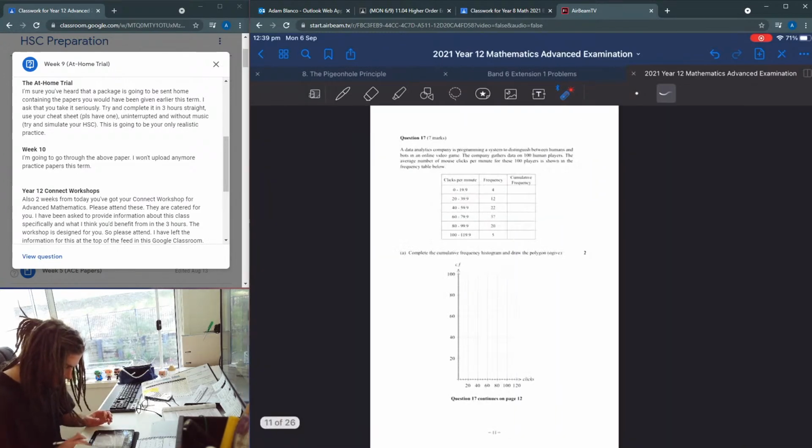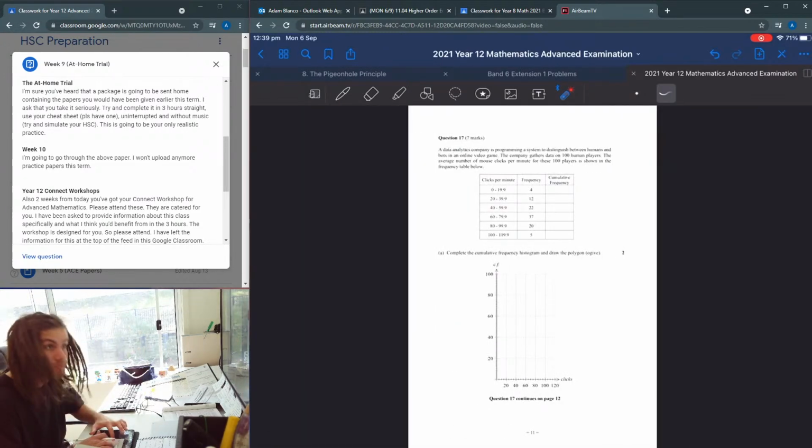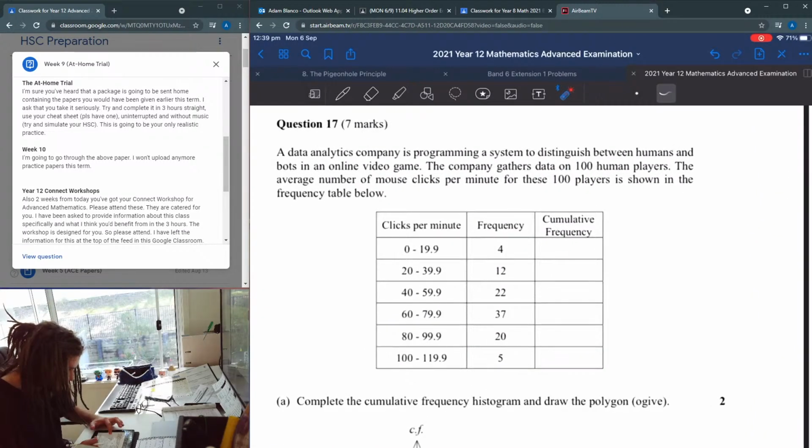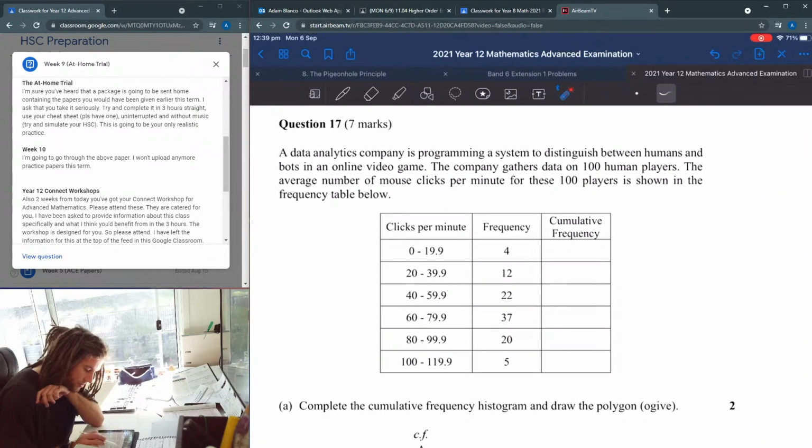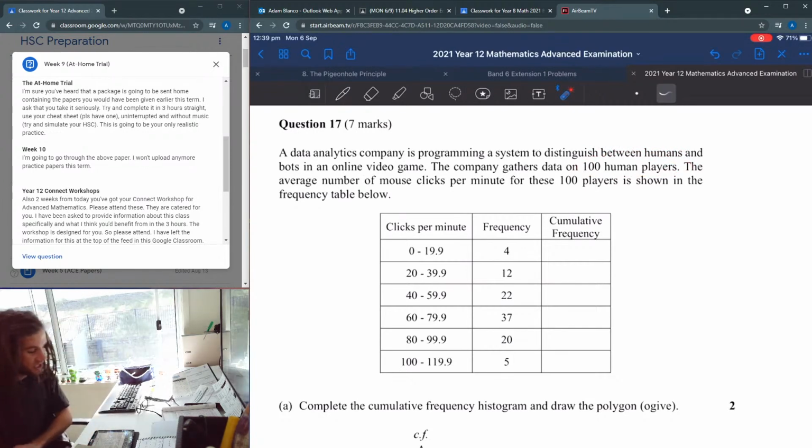I believe these are our last questions. 29 minutes. We're going strong. A company, I actually like this. A company is just trying to distinguish between humans and bots in an online video game. Their company gathers data on 100 players. The average amount of clicks for these players is displayed below. So clicks per minute.